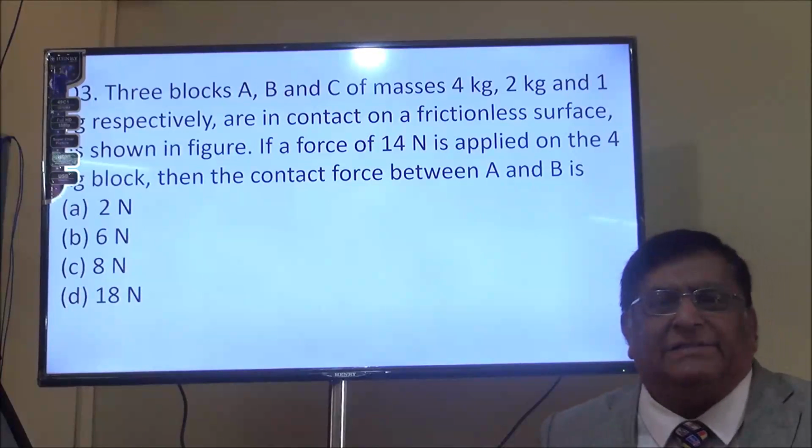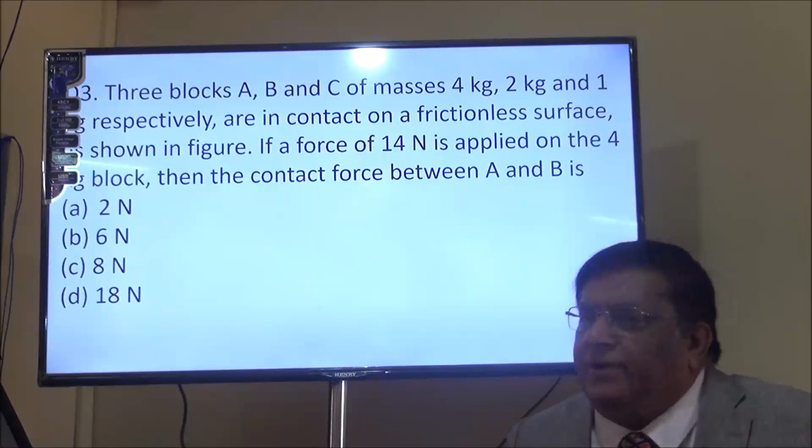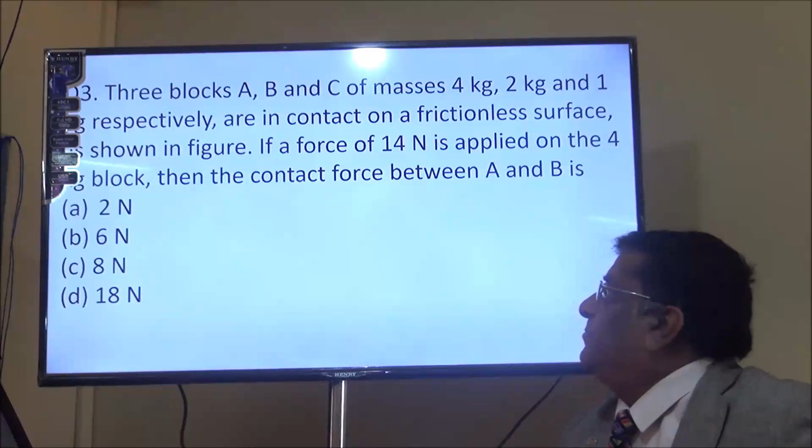So we are doing numericals on laws of motion, force. We have done one or two numericals yesterday. Today again we will take it up.